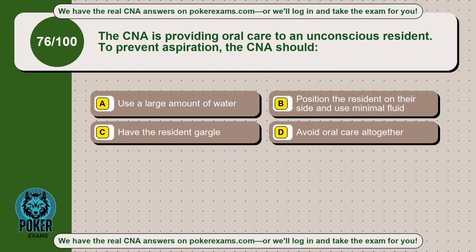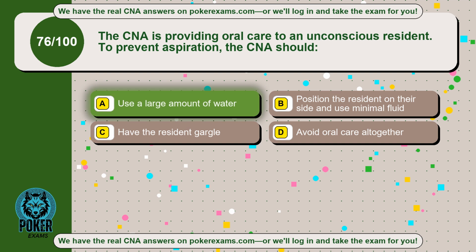Question 76. The CNA is providing oral care to an unconscious resident. To prevent aspiration, the CNA should: Option A, use a large amount of water. Option B, position the resident on their side and use minimal fluid. Option C, have the resident gargle. Option D, avoid oral care altogether.